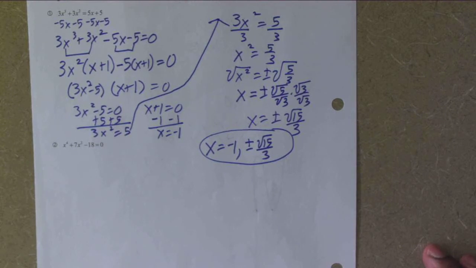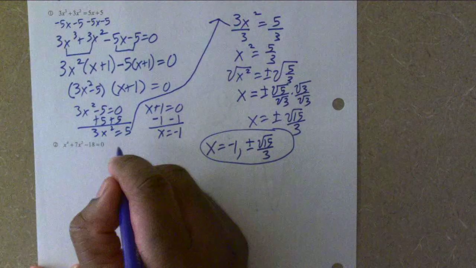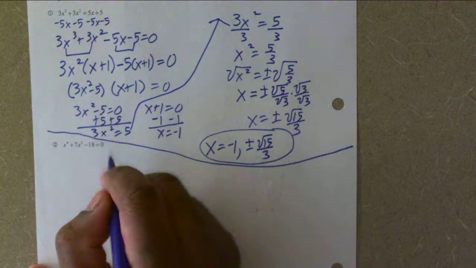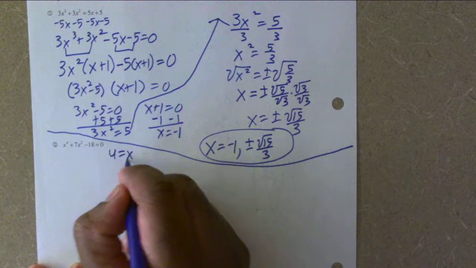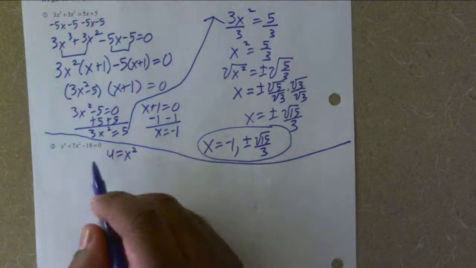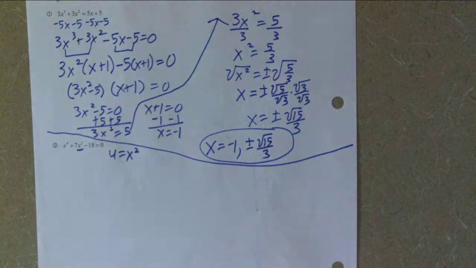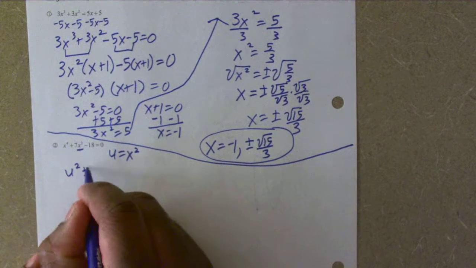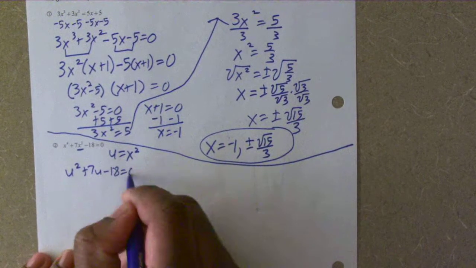Yes? U equals x squared. Right, we would use u. So we'll take u and make it equal x squared. Now one of the tricks with u is when you have a trinomial, typically your u is going to equal the variable of the middle term when it's going in descending order. So it'd be u equals x squared, so we would substitute. We would have u squared plus 7u minus 18 equals 0.